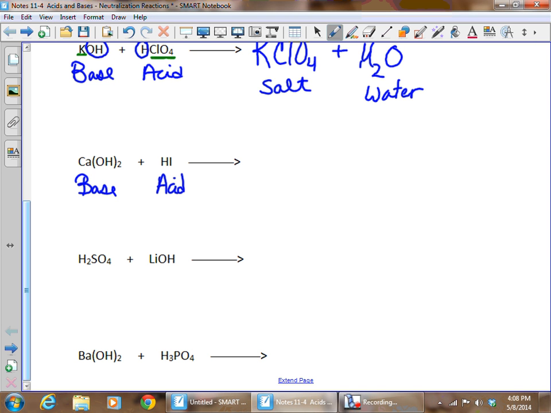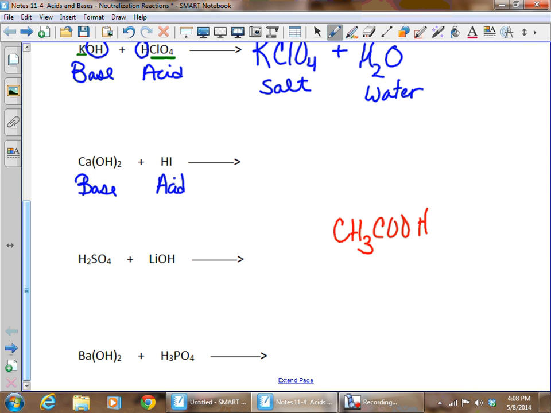or a salt. So if it ends in OH, make sure you write that it's a base. If it starts with a hydrogen, it's an acid. But don't forget our two exceptions to the rule. I'm going to write them over here really quick just to remind you, and then erase them so we can do the rest of these problems.